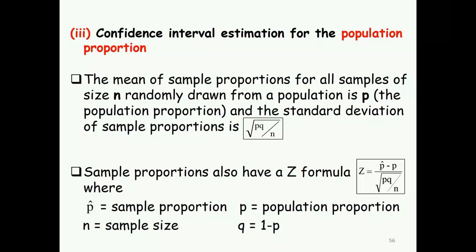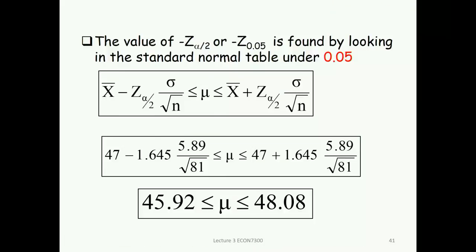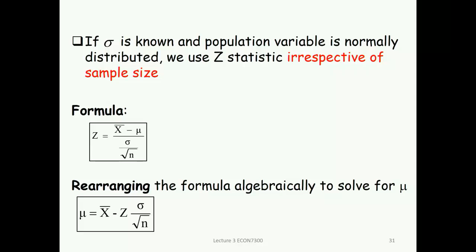Okay, let us do the same thing for the proportion. Now it is a little bit different. You remember what we did for the mean. This is where we started when we did the mean. We want to calculate the population mean. Then we add plus or minus because of sampling error, the margin of error.